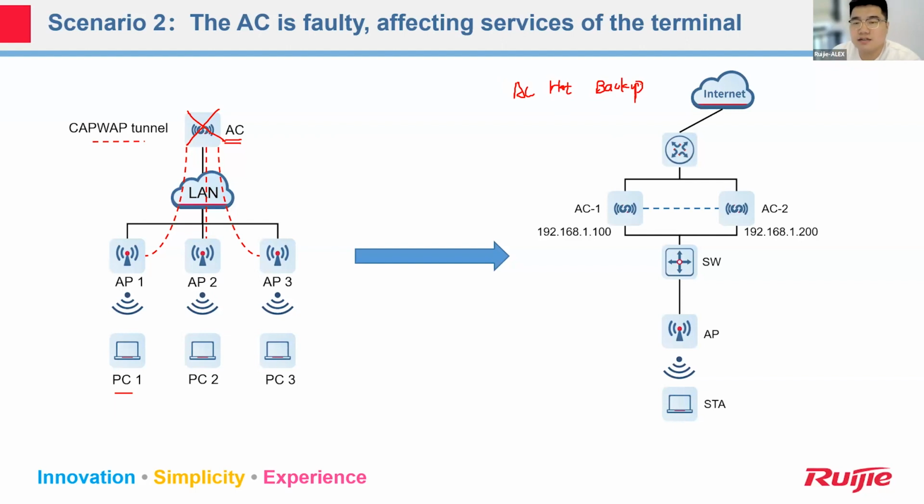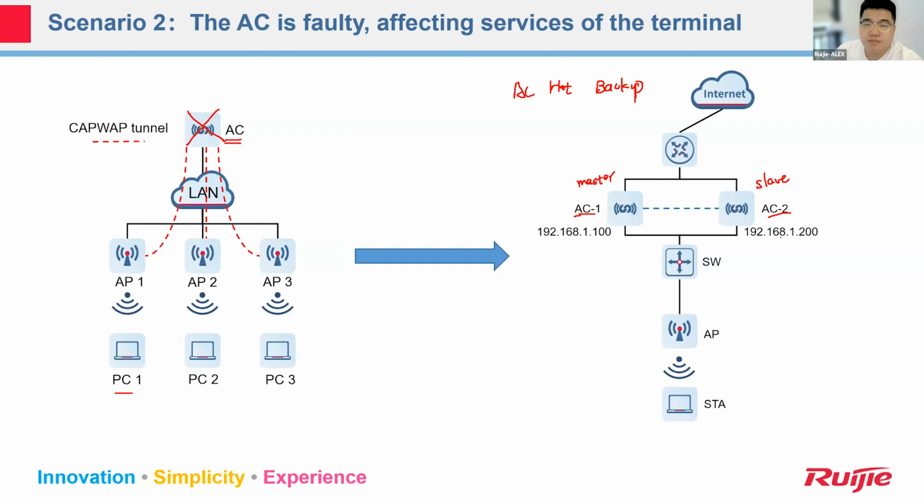Okay, and let's see how that works. Now we have two ACs, AC1 and AC2. To do the AC hot backup, we should have two ACs. Then AC1 and AC2 will establish an AC hot backup group, and AC1 and AC2 work in the same group. In this case, AC1 and AC2 will do an election. After the election, they will determine, for example, AC1 is the master and AC2 is the slave.